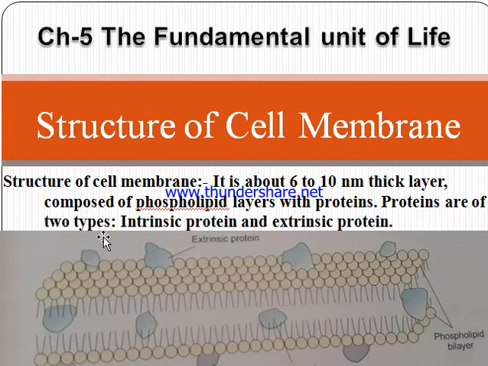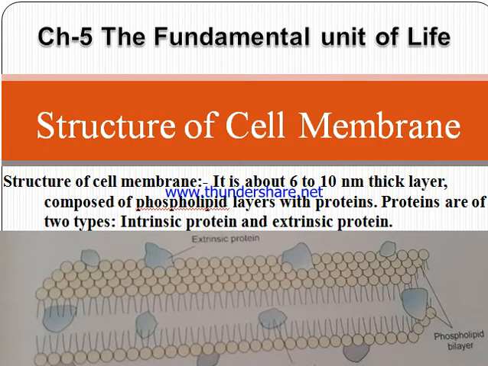But you can see these 1, 2, 3 are the extrinsic proteins, which are present on the top of the layer and having some sharing with the atmosphere also. So this is known as the extrinsic protein. Two types of proteins are there, intrinsic protein and extrinsic protein.